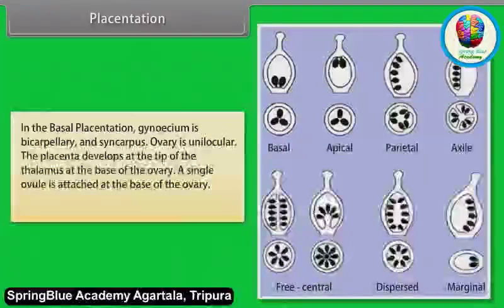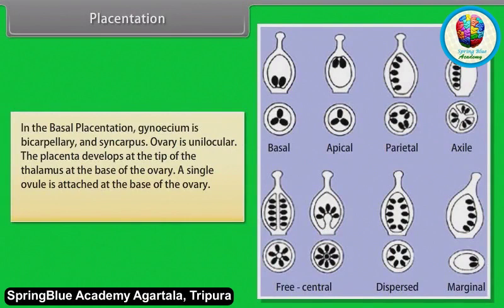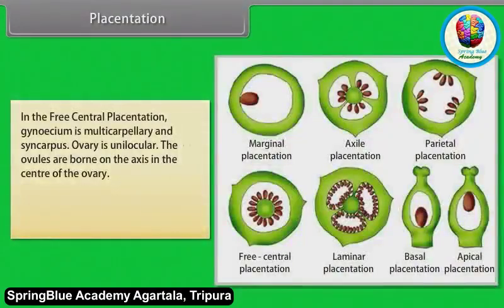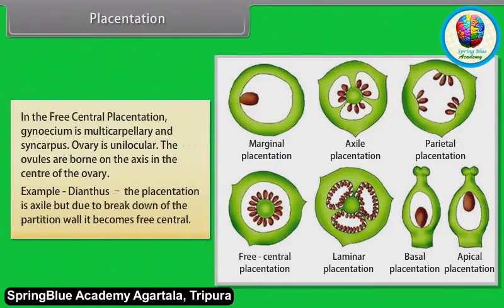In the basal placentation, gynoecium is bicarpellary and syncarpous. Ovary is unilocular. The placenta develops at the tip of the thalamus at the base of the ovary. A single ovule is attached at the base of the ovary. Example, Tagetes. In the free central placentation, gynoecium is multicarpellary and syncarpous. Ovary is unilocular. The ovules are borne on the axis in the center of the ovary. Example, Dianthus. The placentation is axile, but due to breakdown of partition wall, it becomes free central.